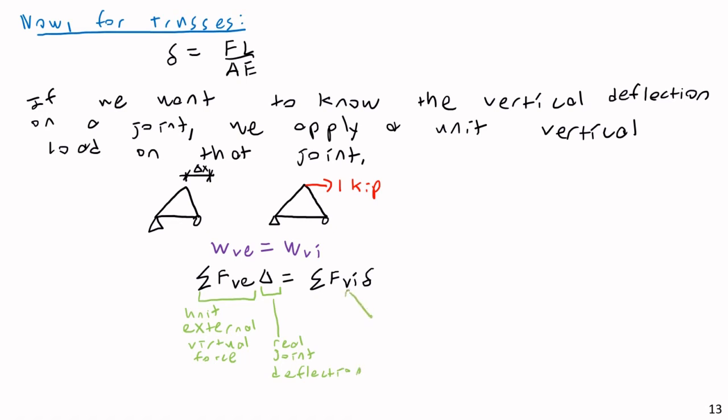And this here is going to be the virtual internal forces produced by the unit force. So my virtual internal forces. And this delta is the real internal displacements. And how do I get that? Well, it just so happens that we have delta equals FL over AE. And as long as the truss is statically determinate, we can find the forces in the truss very easily. And so we just use the real loads to get our real delta. And that's where we can find the change in length fairly easily.